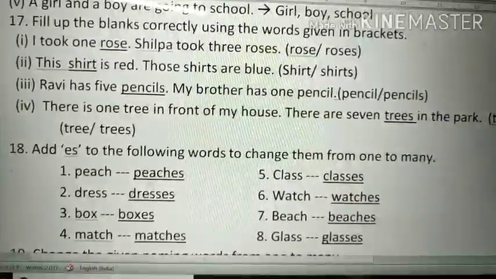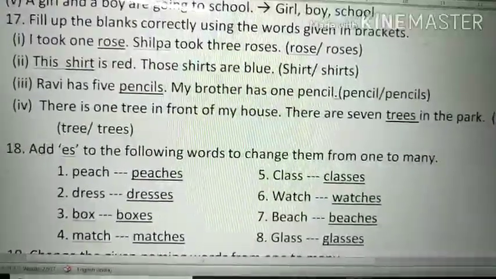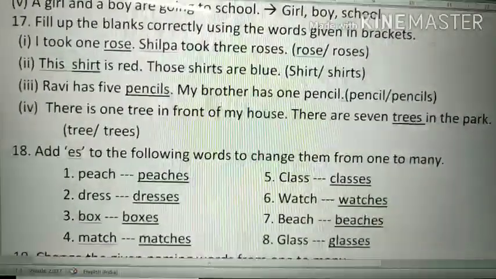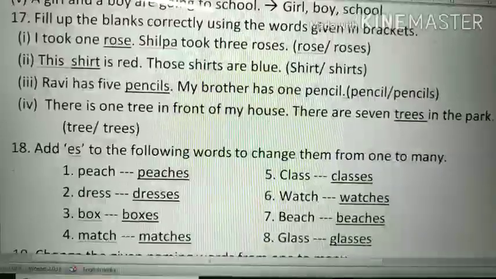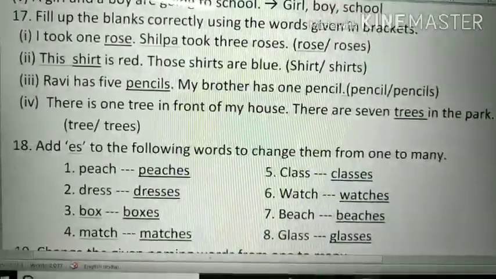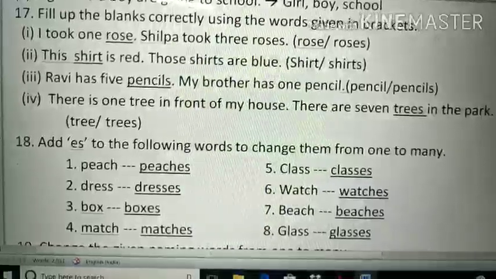Which is Roman number 4. There is 1 tree in front of my house. There are 7 trees in the park.